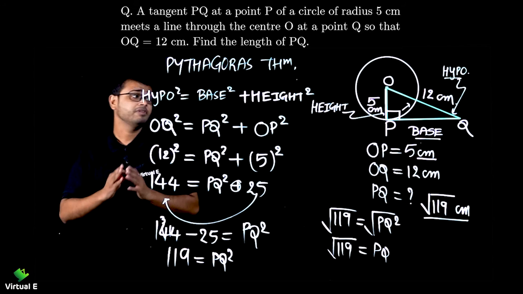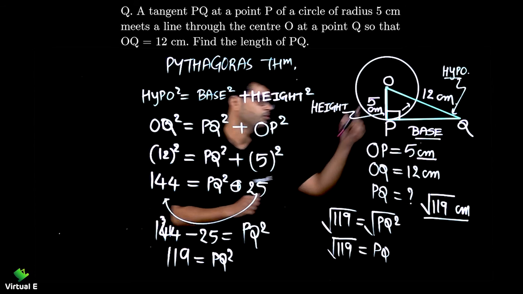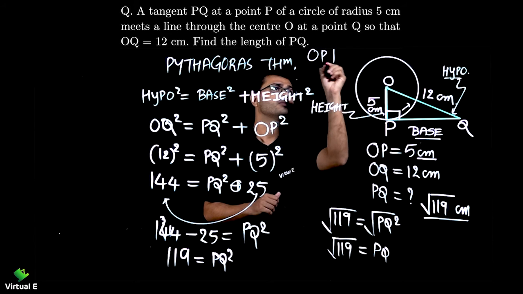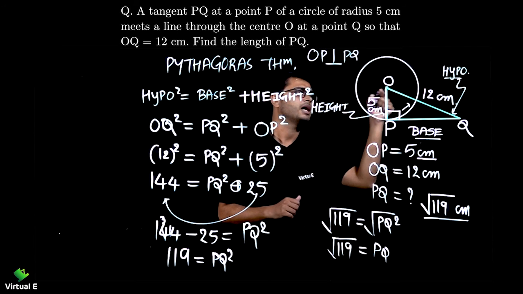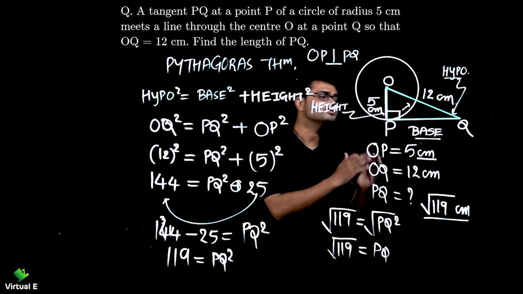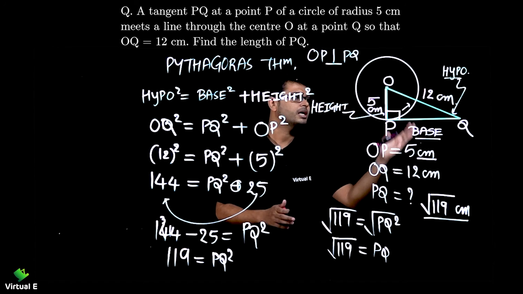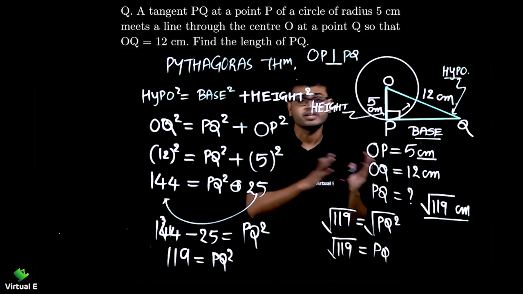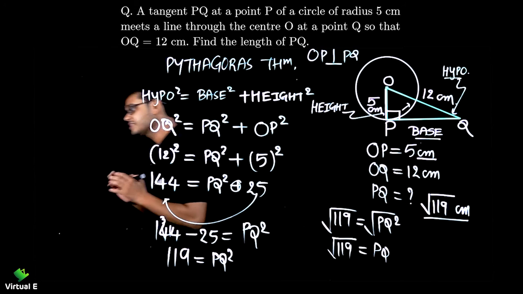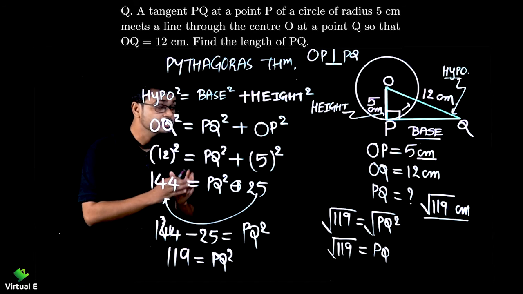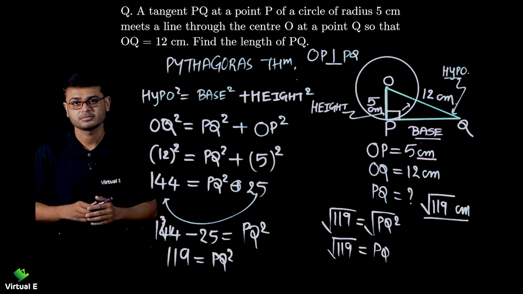Let's recall, we use the theorem that OP is perpendicular to PQ, right? Let's write OP perpendicular PQ, and OPQ is a right triangle. So for a right triangle we use Pythagoras theorem: base square plus height square is equal to hypotenuse square. Substitute the values and get the answer. This is very simple. This kind of question comes for 1 mark. There are extensions to these questions that we are going to discuss.